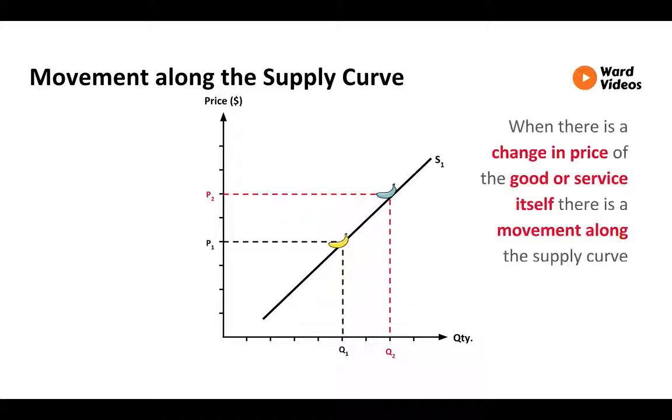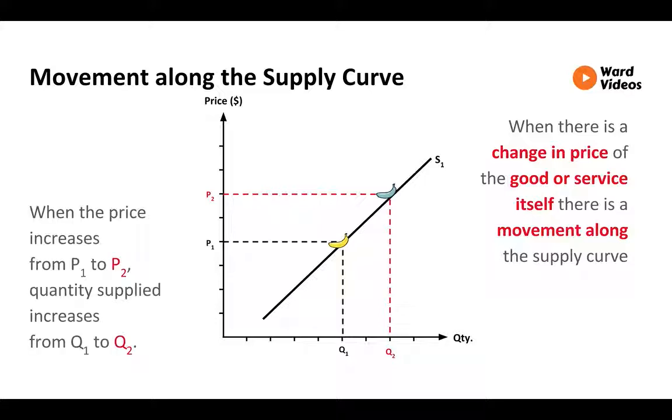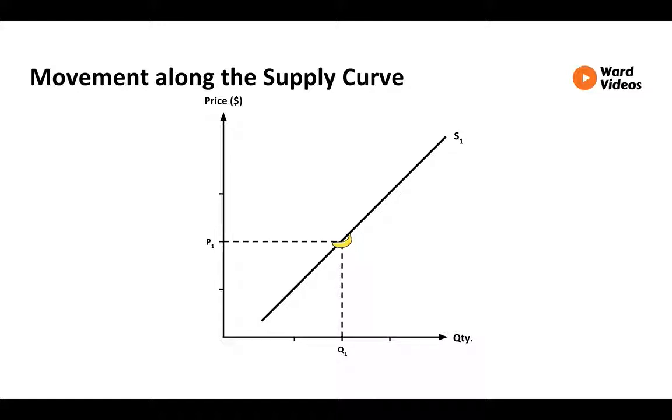So it can be said that when there is a change in the price of the good or service itself, there is a movement along the supply curve. So in our graph, when price increased from P1 to P2, the quantity supplied increased from Q1 to Q2, as per the law of supply. Now, the correct terms to use when there is a movement along the supply curve is an extension and contraction of supply. So, if price of the good or service increases, there is an extension of supply because more of the good is supplied. However, if prices decrease, this is a contraction of supply because less of the good is supplied.